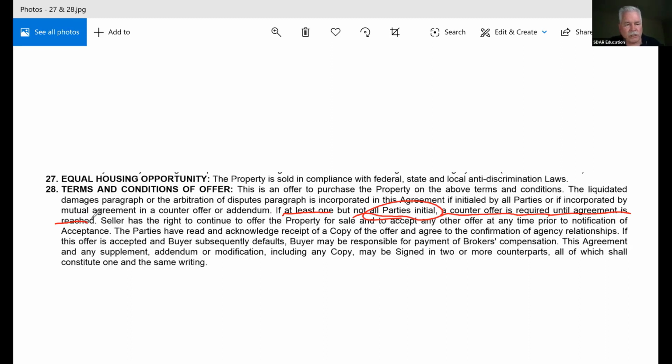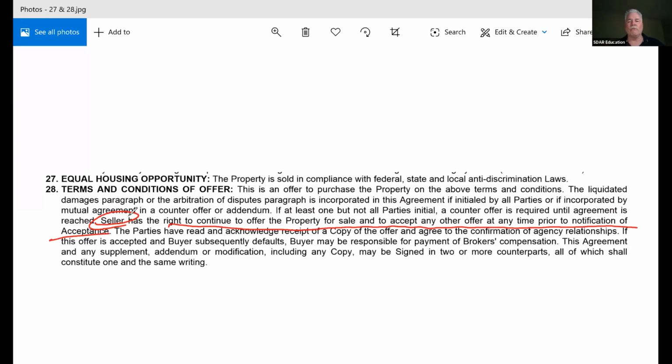This is a critically important conversation, okay? So you're going to have to address it in a counter offer. A counter offer is required until agreement is reached. Everybody okay with that? Okay, all right, good. By the way, the seller has the right to continue to offer the property for sale and accept any other offer at any time prior to notification of acceptance.